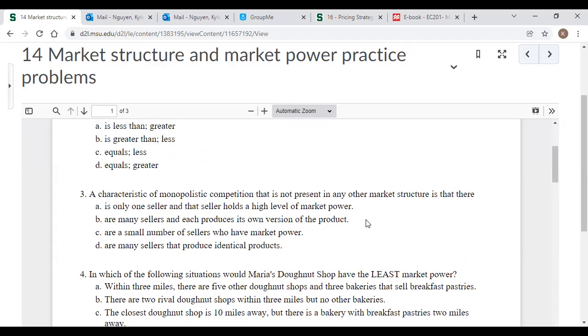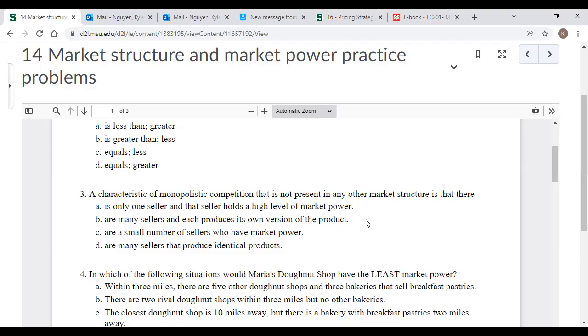B, are many sellers, and each producer produces its own version of that product. This is actually the right answer. I'm just making sure because I'm a little tired. All right, C, a small number of sellers who have market power. Okay, yeah, B is the right answer, because let's think about what the definition of monopolistic competition was. It's a market with many sellers who sell their own unique version of a product. And that's exactly what B is. So that's the definition of monopolistic competition, basically. C, are a small number of sellers who have market power. This is an oligopoly, like we were talking about. There's a small number of sellers, and each of them holds quite a bit of market power.